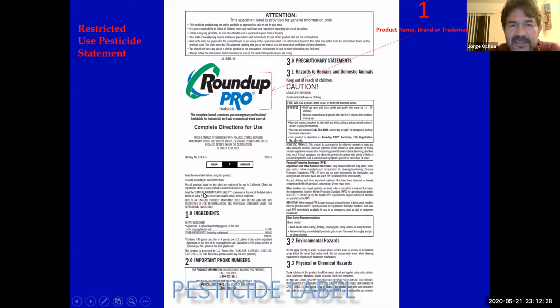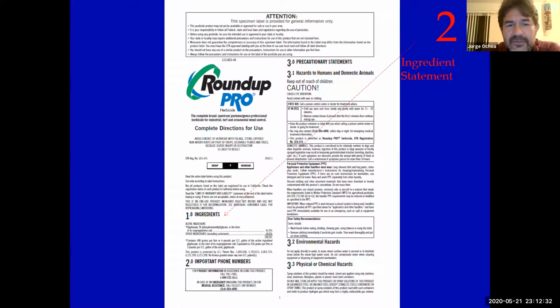So here is the label for Roundup. So number one. Number two is going to be the ingredients, the products, the chemical. In this case for Roundup, it is glyphosate. That is going to be the product, the chemical that is going to have the action, as well as different types of adjuvants, products that are mixed with this glyphosate to make it last longer or have better contact with the pest. So that would be found here.